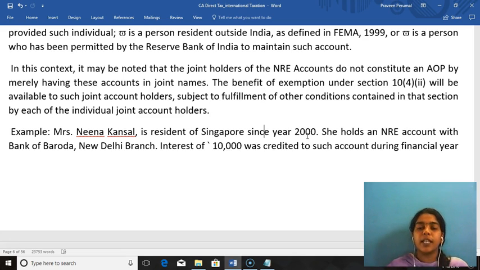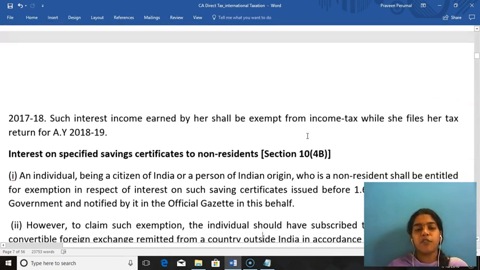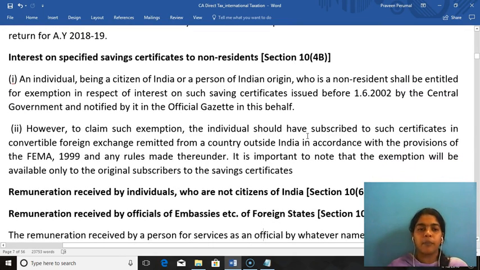And what is the interest credited? 10,000. So we know that interest credited on an NRE account, where the account should be held by a non-resident, is exempt. If that be the case, the interest income shall be exempt from income tax while she files her return. This is the point. Now, next is 10 subsection 4b.